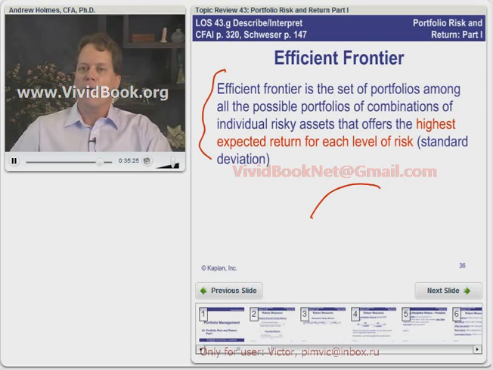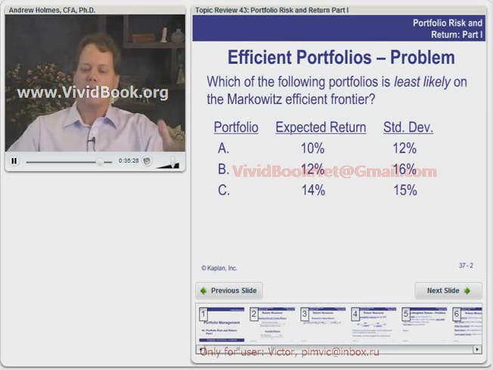One other thing we need to note, well, I guess we have a little problem to work first, and then one other construct, and we will be done with this particular reading. So, efficient portfolios, here's a problem, and hopefully this is an easy one for you. Which of the following portfolios is least likely to be on the Markowitz efficient frontier? They give you portfolios A, B, and C, expected returns and standard deviations. Which one of these three is least likely to show up on the frontier? A with a 10 and 12, B with 12 and 16, C with 14 and 15. So what's that going to be? Take just a second, see if you can figure it out.